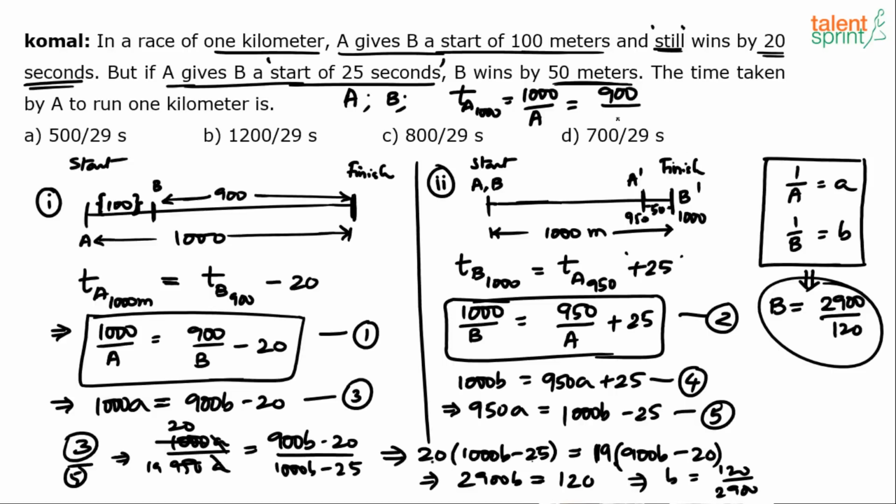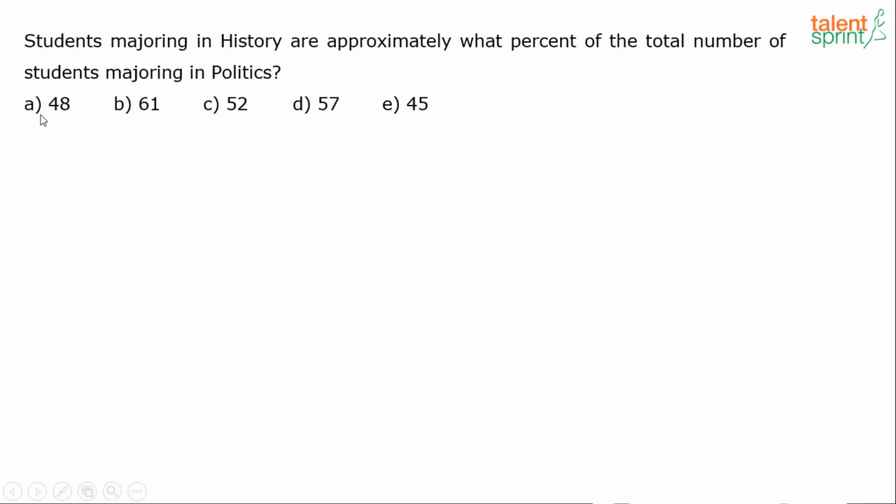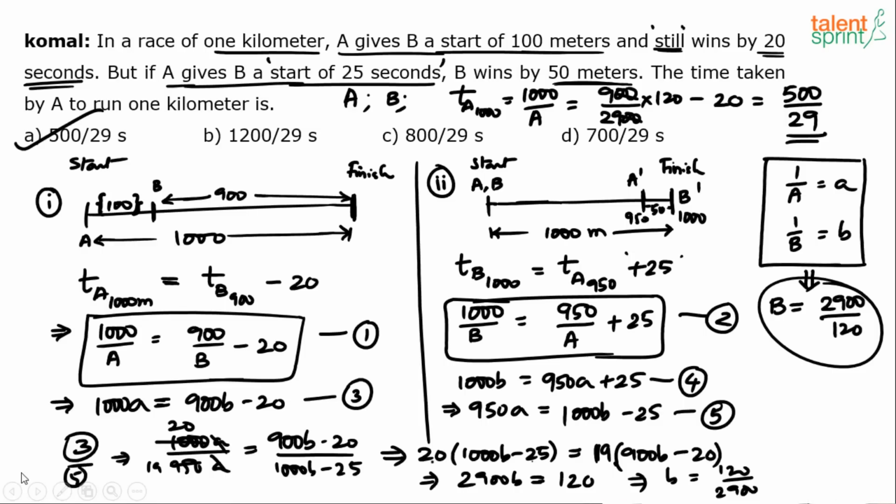2,900 by 120. So 900 into 120 by 2,900, minus 20. Simplify this again. So 9 into 120 is 1080. 29 into 20 is 580. 1080 minus 580 is 500. 500 by 29. That's your answer. I know it's a little calculation intensive, but option A is the final answer. Option A, 500 by 29 seconds, is the final answer, right? Everything will be in seconds.